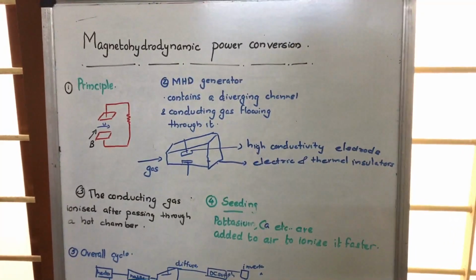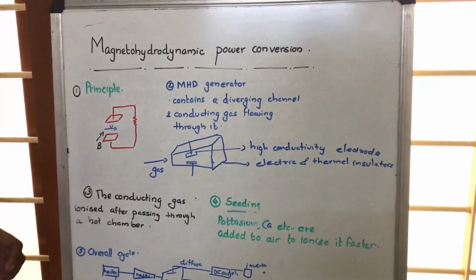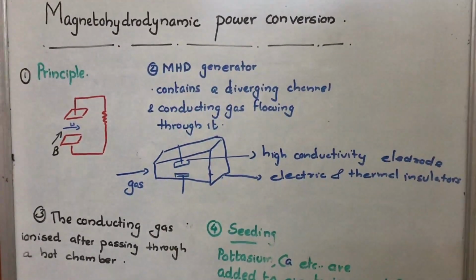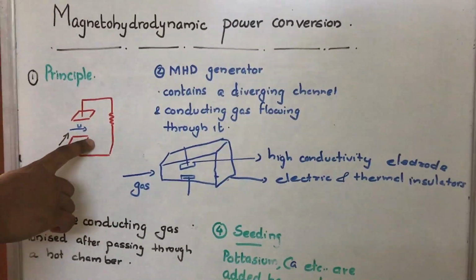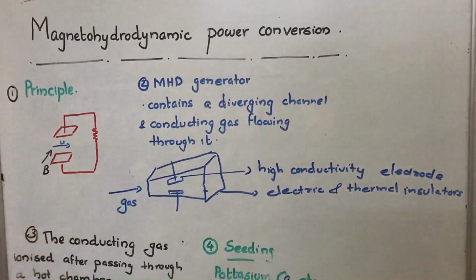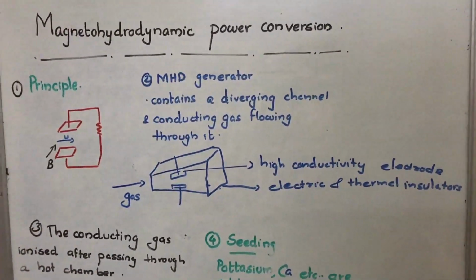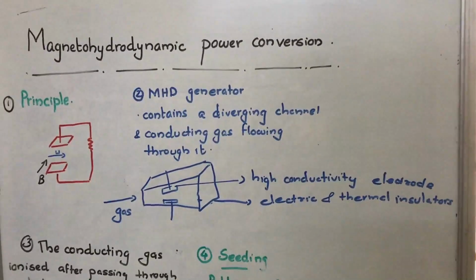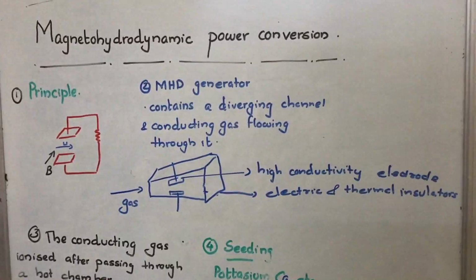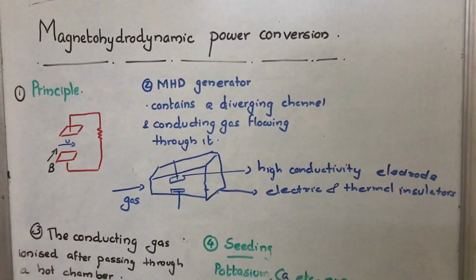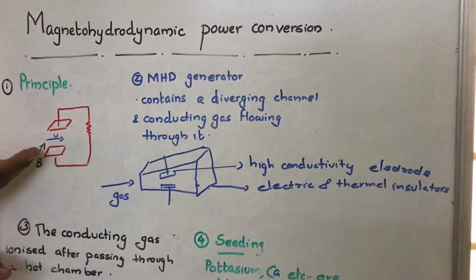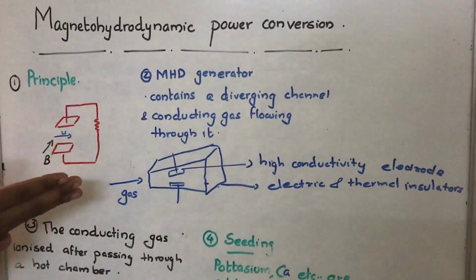Hydrodynamic power conversion. Usually we are converting the head of water in a dam to electricity by using some turbine. Here is another technology. Here we will have two electrodes and we will apply a magnetic field. Then we will pass a gas. When this gas is passed, it will be ionized. Before passing, the gas is passed through a hot chamber so that it is ionized. Then that ionized gas is passed through the area in between these electrodes.